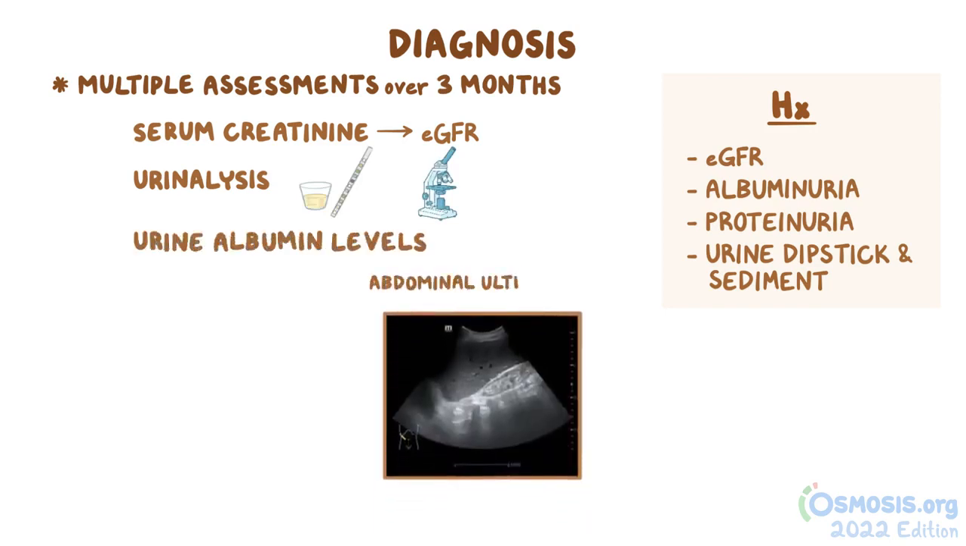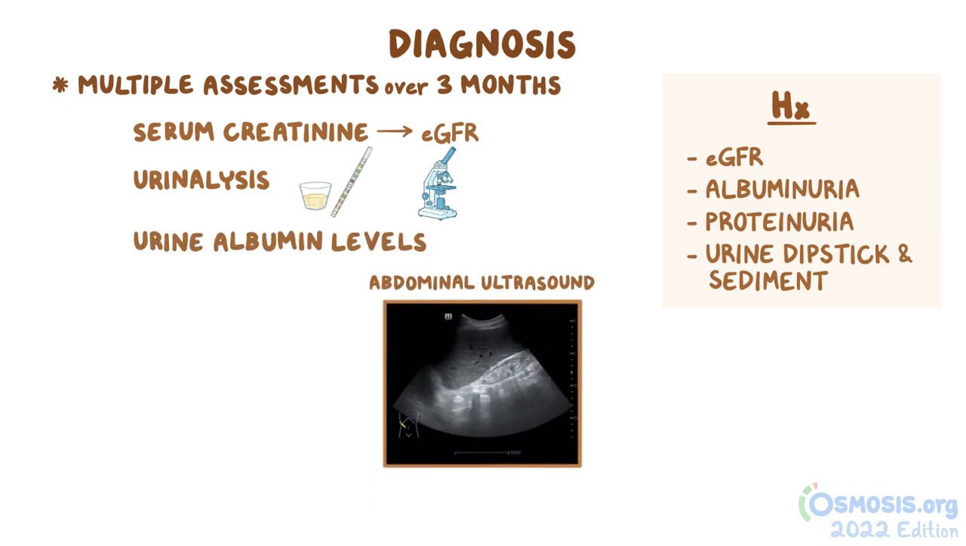Additionally, an abdominal ultrasound is done because CKD can cause scarring, which makes the kidneys small and echogenic. However, it depends on the cause, since some causes of CKD, like diabetic nephropathy, leave the kidneys normal-sized.